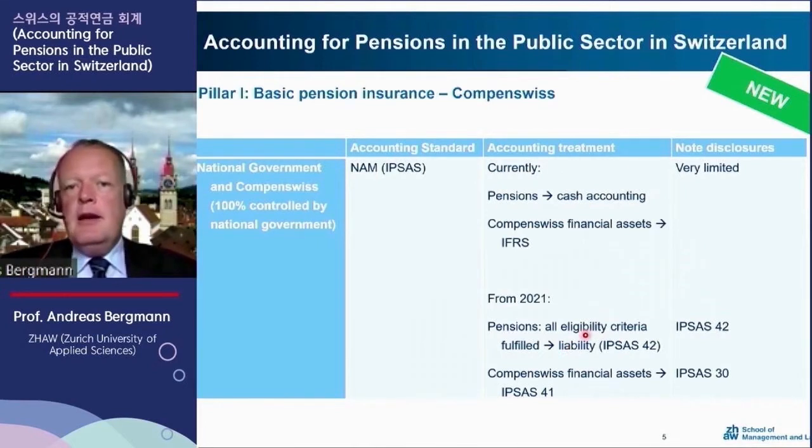And the criteria will therefore no longer be the cash payout, but when all eligibility criteria are fulfilled, we will recognize a liability, and we also recognize financial assets based on the financial instrument standard, which is called IPSAS 41. So basically we move to full IPSAS accrual accounting from 2021 for that basic general public pension. Just to explain, Compenswiss is the agency which is providing these pensions to the general population.